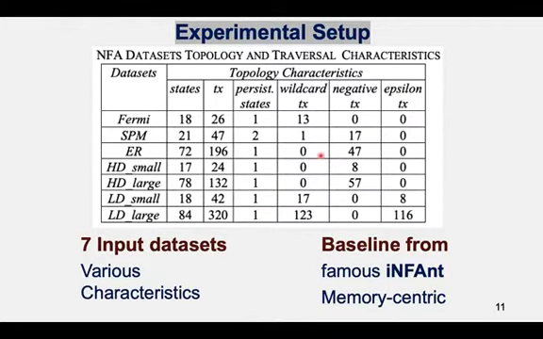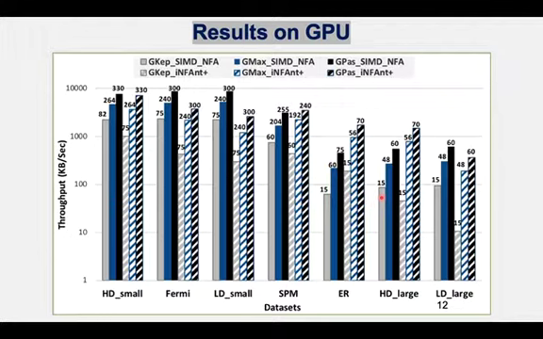The datasets we considered have a variety of characteristics. We have 6 input datasets, and they have different numbers of states and different combinations of the 4 types of transitions. We derive our baseline from iNFAnt, which is a famous memory-centric NFA engine on GPU. We extended it to make it work on Intel processors, and we have verified that our modification is faster than the original implementation. So here is the result on GPU devices.